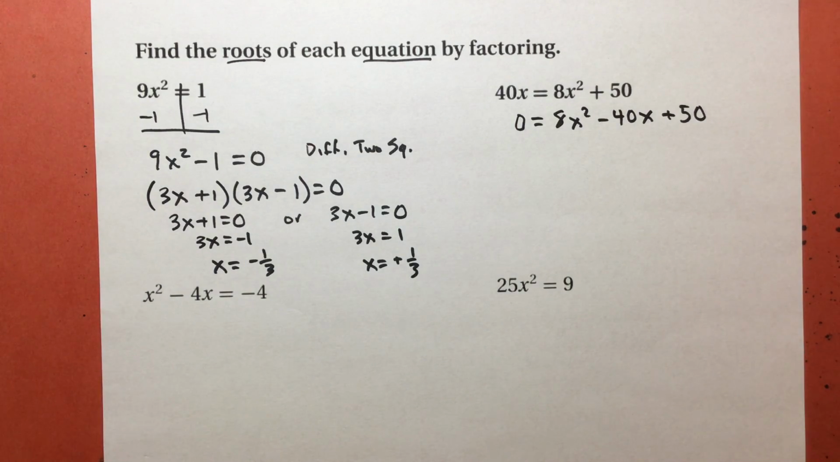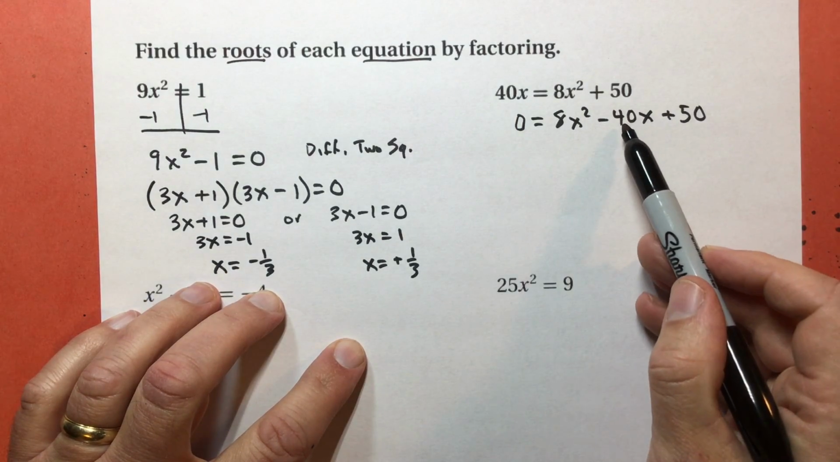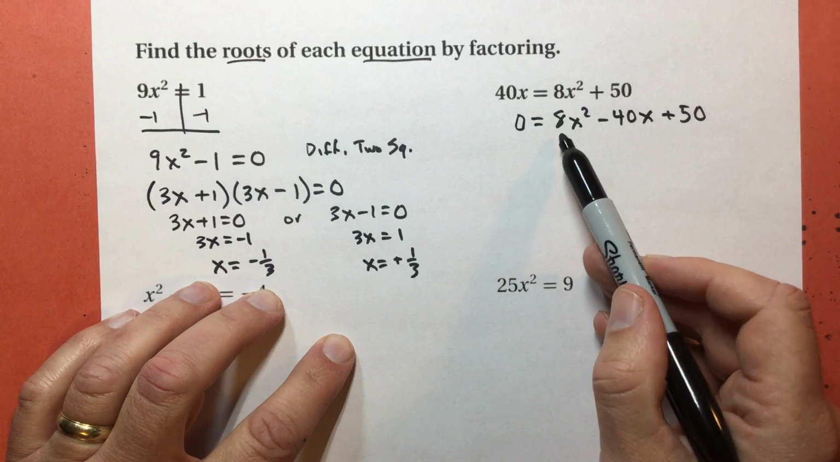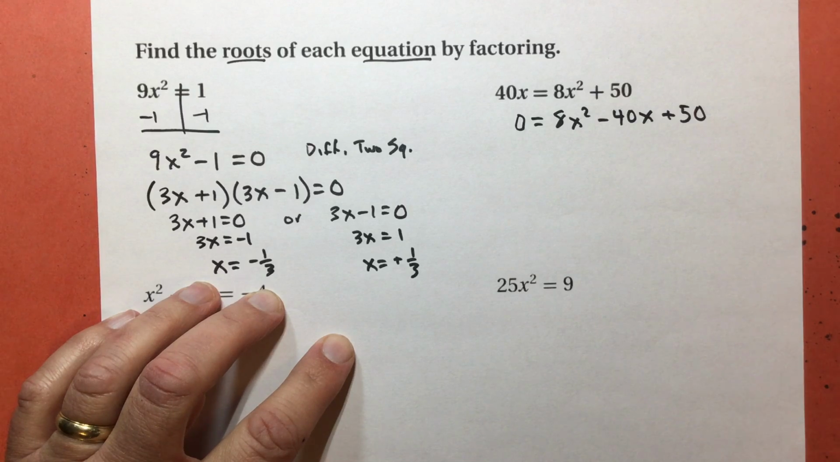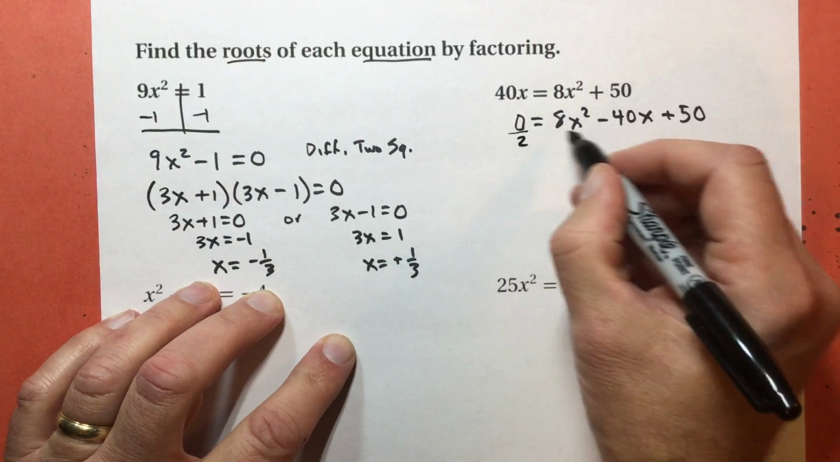But okay, I got 8 and I got 50. What do I have here? Oh, 8 and negative 40 and 50, they all have a common factor. That common factor is 2. This is 2 times 4. This is 2 times negative 20. This is 2 times 25. And that 4 and that 25, those are my perfect squares. So I'm going to divide everything by 2.